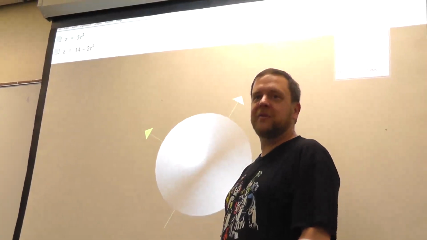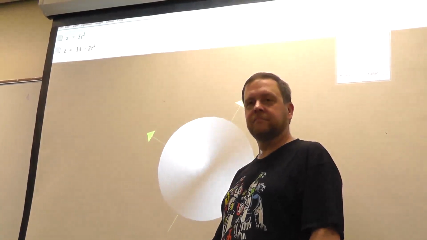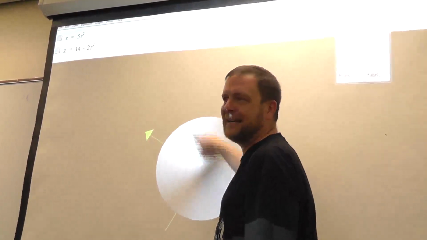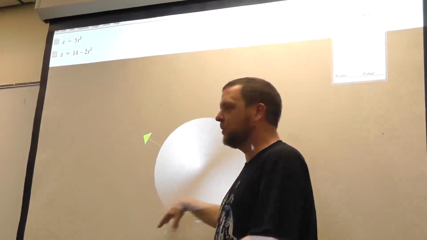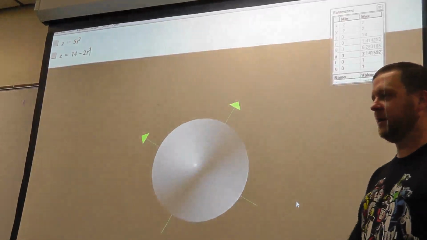So your theta limits would be from 0 to 2 pi. Excellent. 0 to root 2 for r in any direction, that represents a projected circle of radius root 2. So 0 to root 2 for r, 0 to 2 pi for theta.